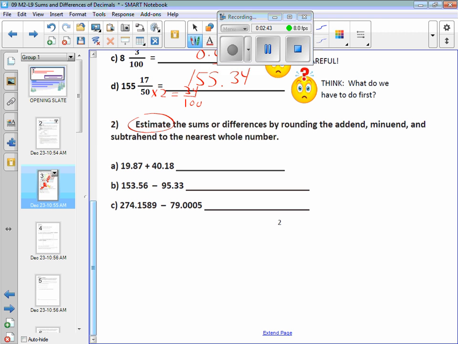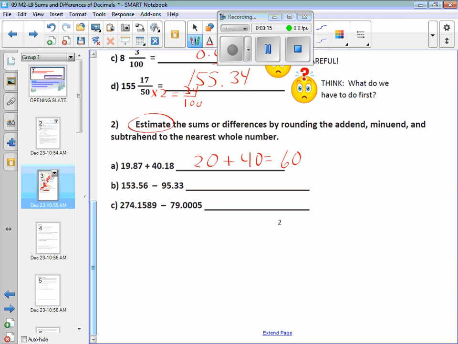So 19.87 or 19 and 87/100 rounds to what whole number? 20. 20 sounds good. What about 40 and 18/100? Jackie? And the idea is to try to be able to do it in your head, which you can do. 20 plus 40 is? 60. There you go. 60 is right. Good.